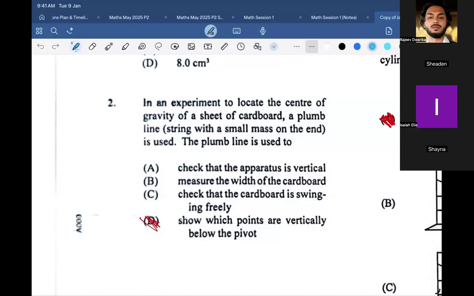Because you understand that when you hang the thread, it would create points vertically below the pin, right? Which is the pivot. So yeah, we go with that. Great.